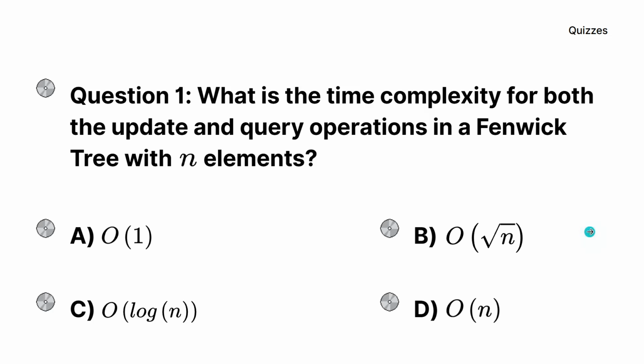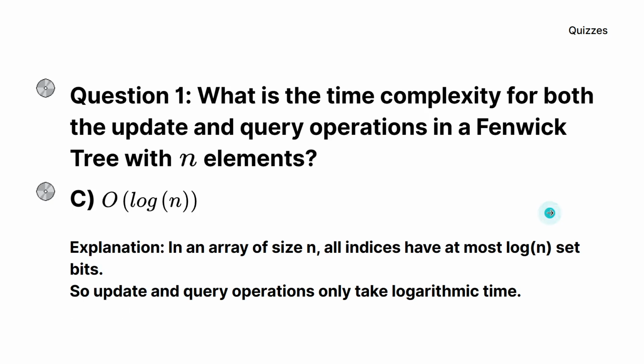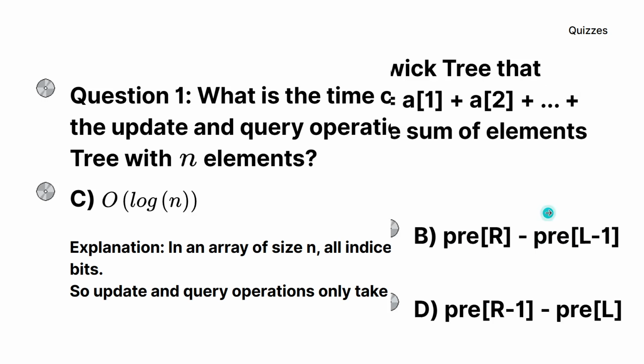So now we will go through some quizzes to review everybody's knowledge about the Fenwick tree presented in the previous slides. The first question is, what is the time complexity for both the update and query operations in a Fenwick tree with n elements? The answer is C, O(log n). Because in an array of size n, all indices have at most log n set bits, so update and query operations only take logarithmic time.